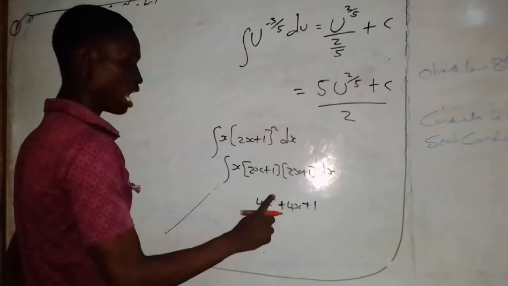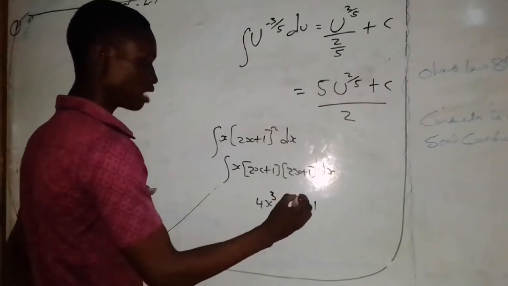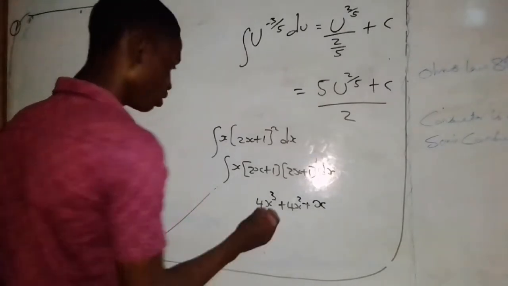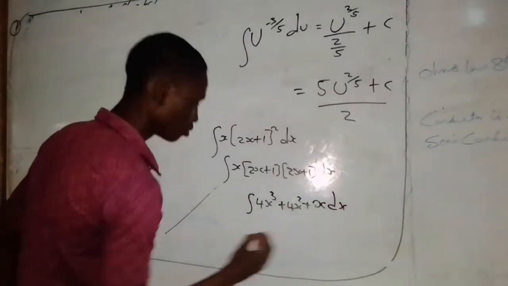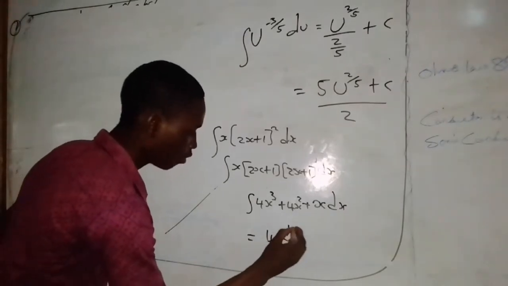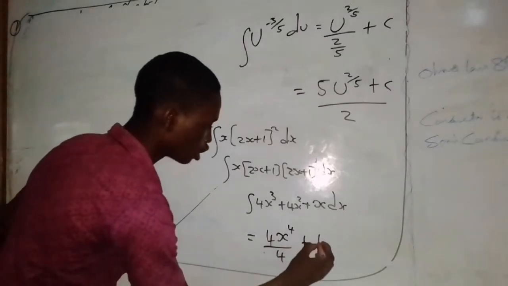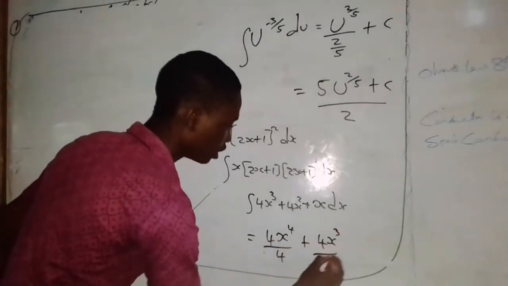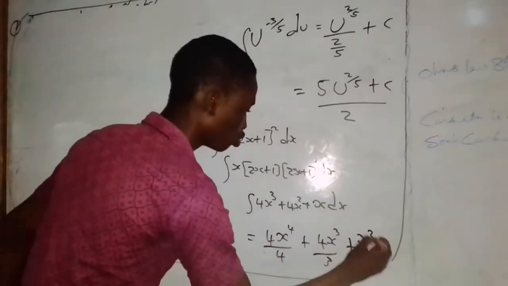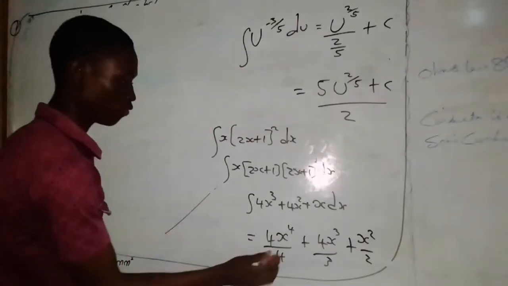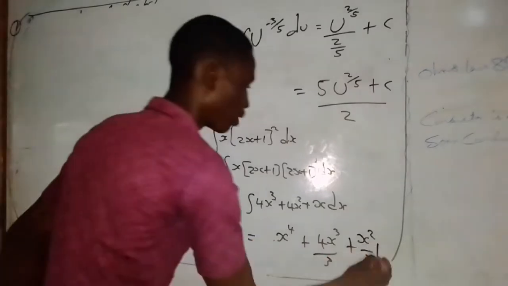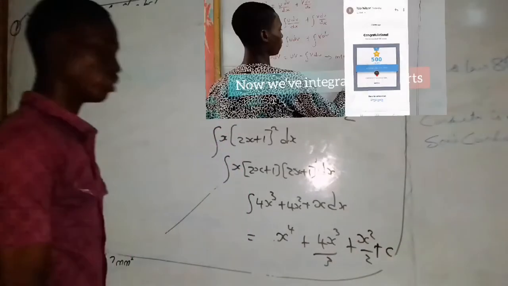Then I multiply by 4s again. If I times it by s, I have 4s cubed, then 4s squared, and here I have s. Okay, if I find the integral of this, it will give me exactly 4s raised to the power 4, divided by 4, plus 4s raised to the power 3, divided by 3, plus s raised to the power 2, divided by 2. 4 will cancel 4. So we're done with that, plus c. Okay, anyone? As simple as that.